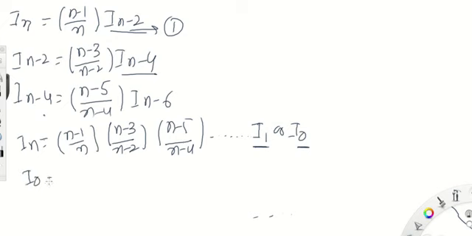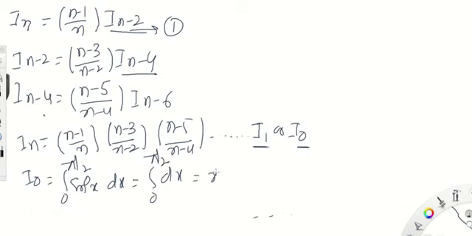I am calculating I_0 and I_1. I_0 means the integration from 0 to pi/2 of sine to the power of 0 x dx, which is the integration of dx. Very simple it is. Finally, what is the value? The integral of dx with x from 0 to pi/2. The final solution is pi/2. So if n is even, we get the last value as pi/2.